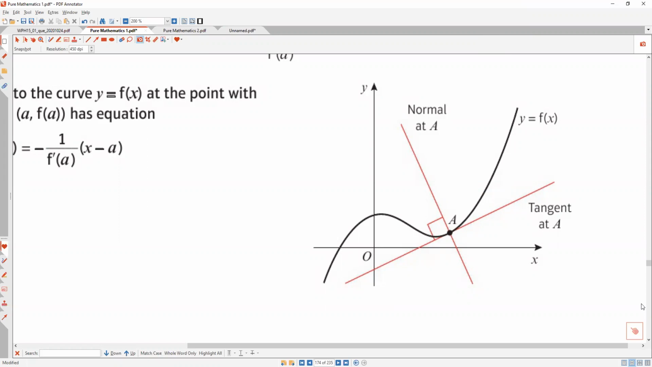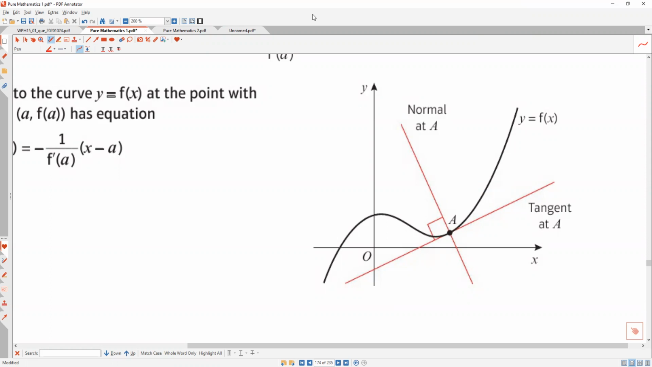So you have a graph. The graph has a tangent. Can you see the tangent? And the graph also has a normal. Tangent and normals are perpendicular to each other. You have to know that. Tangents and normals are perpendicular to each other.